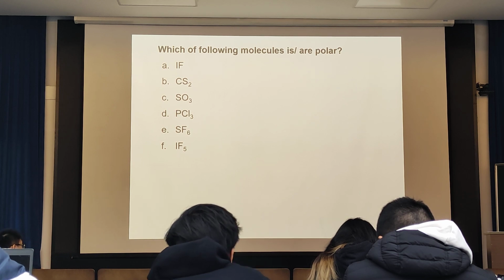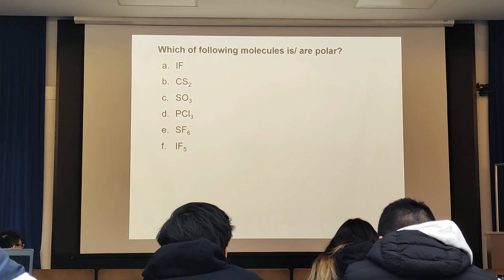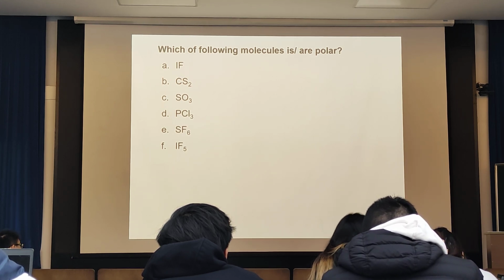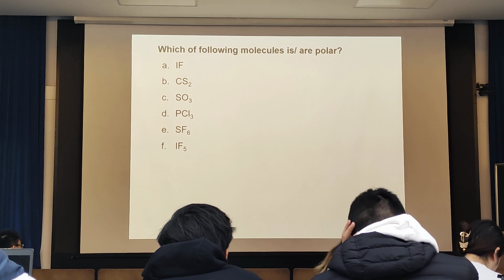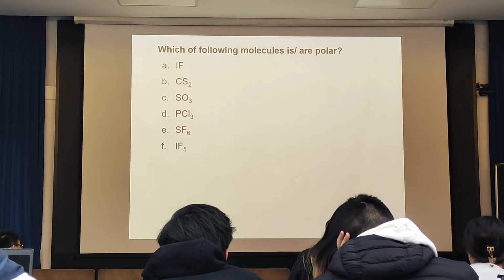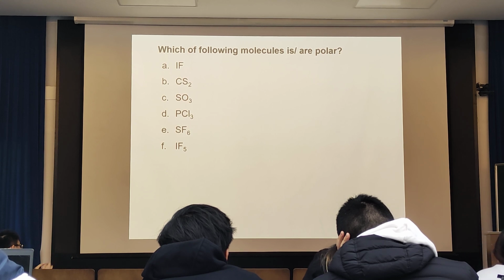So let's go through one by one. Whether it's polar or non-polar. Polar, right? Non-polar, right? Because it's like CO2.